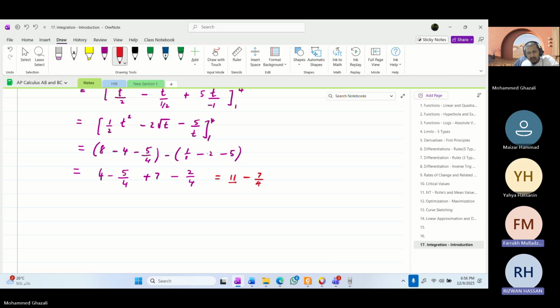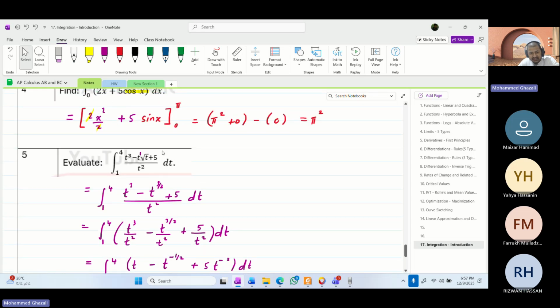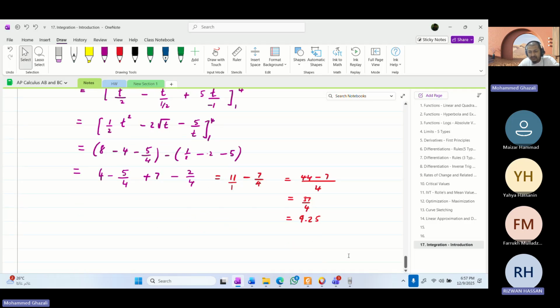Oh, yes, and then 7 quarter. Sorry, 44 over 4 minus 7 over 4, that's 37 over 4. Yeah, 37 over 4, which is 9.25, exact, not rounded. So you can put this into the calculator as it is with the square root and stuff, and you should get the answer of 9.25. Okay, right, next one.